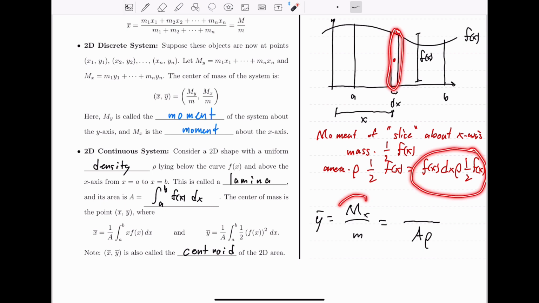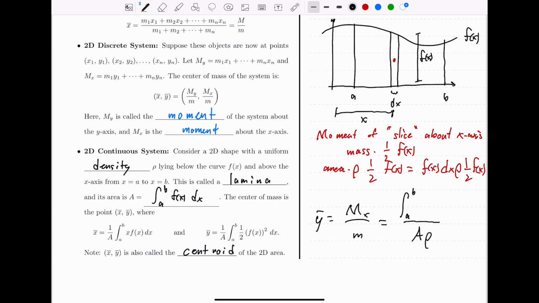To find the entire moment about the x-axis for the whole system, we will add up all of these individual moments, and we do that using an integral. So we will integrate this expression here. Notice that we have an f of x times f of x. We can write that as f of x squared. So this integral is the integral from a to b. We have a 1/2 here, and then f of x times itself is f of x squared times dx times rho. Once again, we have a rho in the numerator, a rho in the denominator, and rho is constant, so we can cancel both of those.